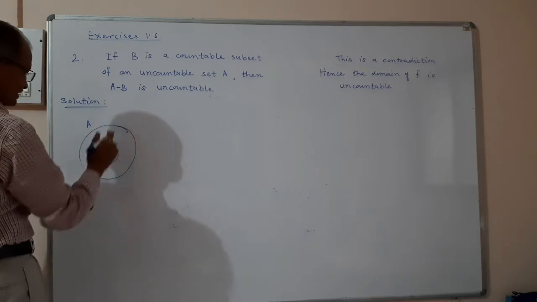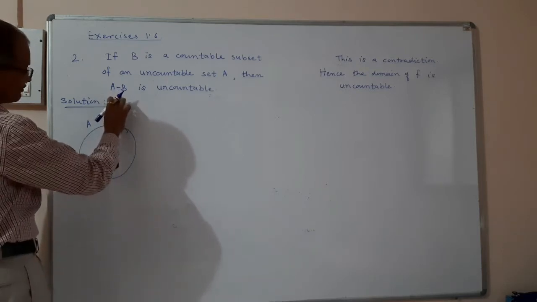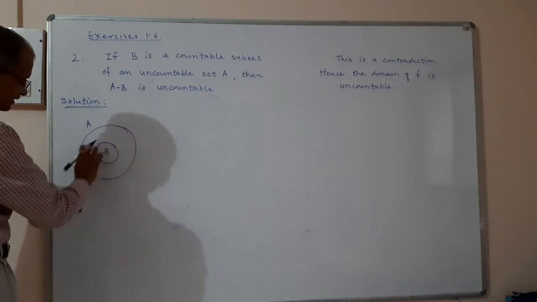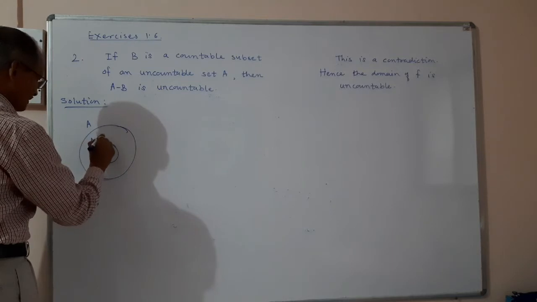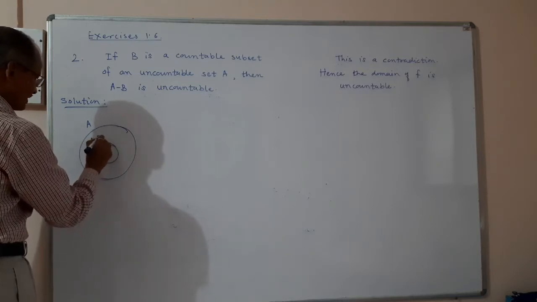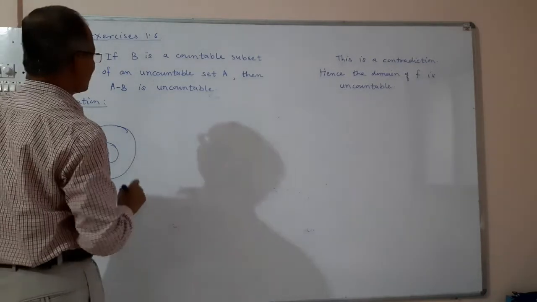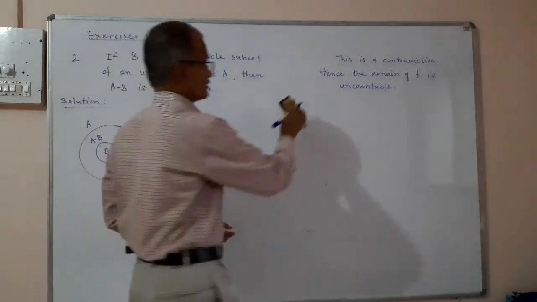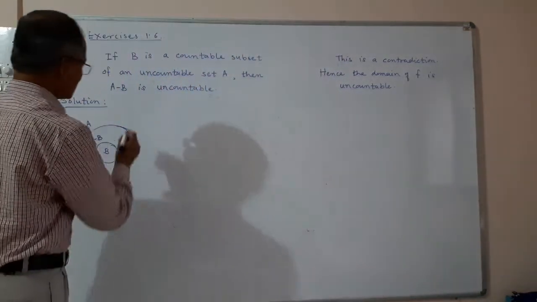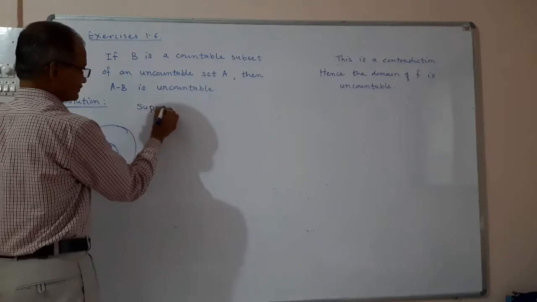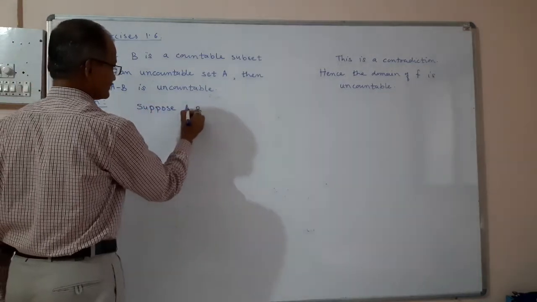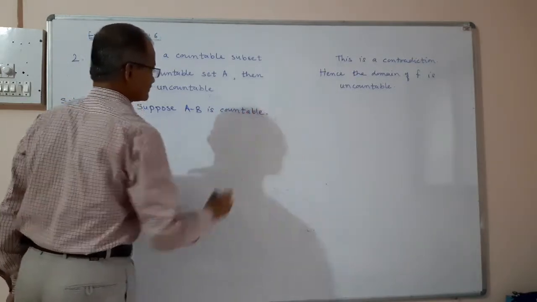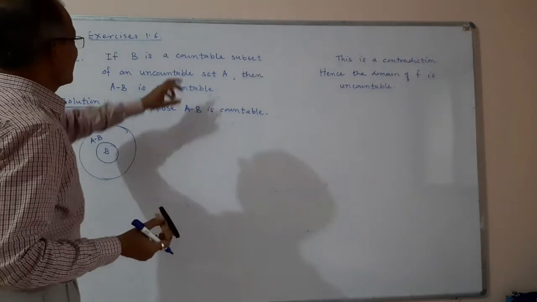So which is the set A minus B? That part of A which is not in B, or those elements of A which are not in B, and that means this ring shaped region will be A minus B. So this we have to prove, that A minus B is uncountable. Now we suppose again the contrary, that suppose A minus B is countable. What is given? B is countable.